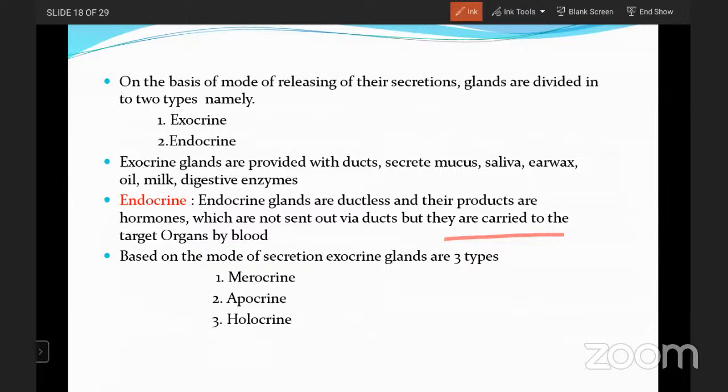Now, based on the mode of secretion, exocrine glands are of three types: merocrine, apocrine, and holocrine. Based on how they secrete outside, we group them into three types. What are they? Merocrine, apocrine, and holocrine. Let me explain one by one.